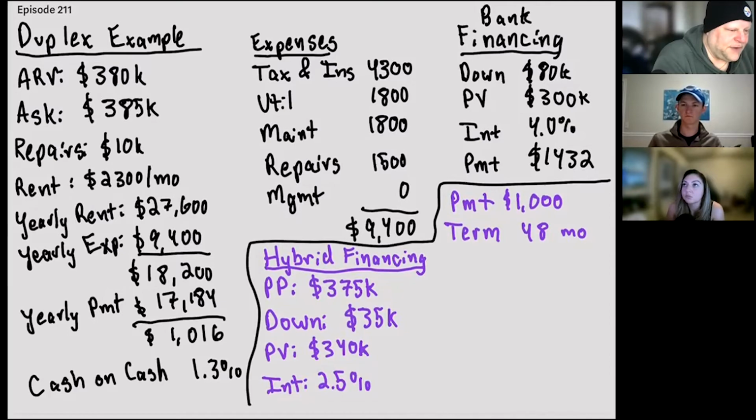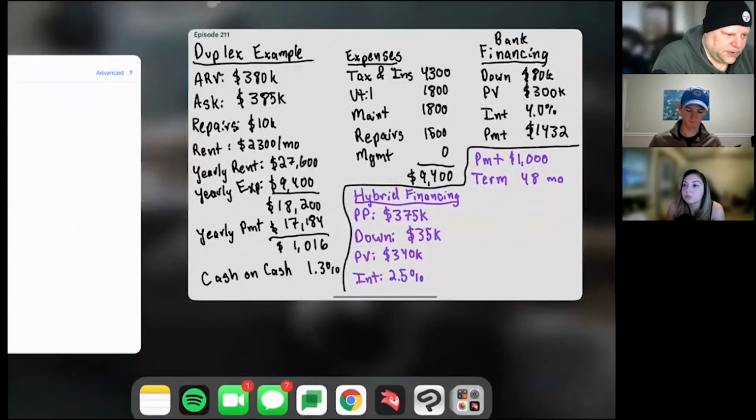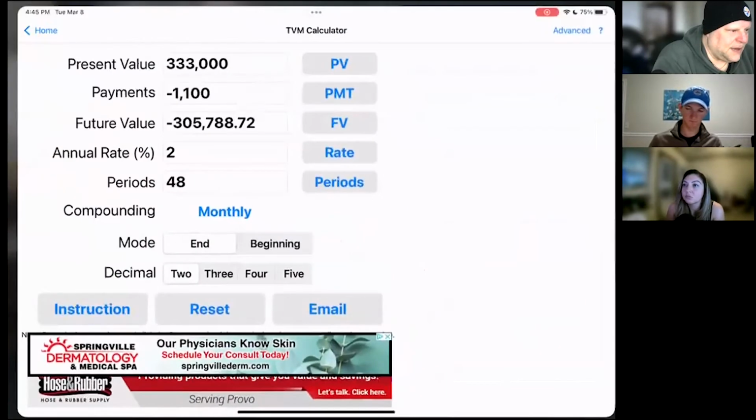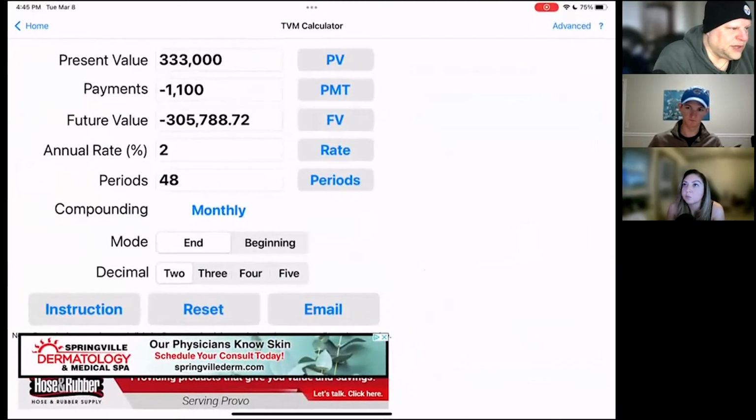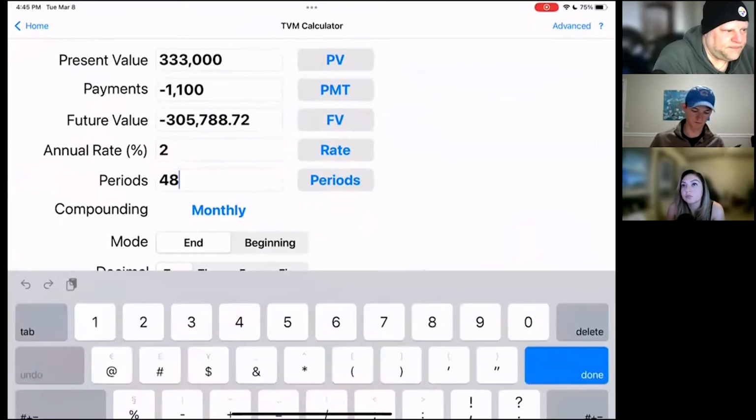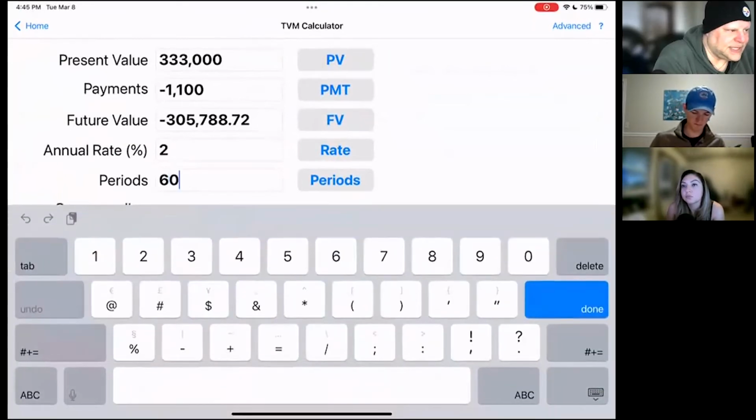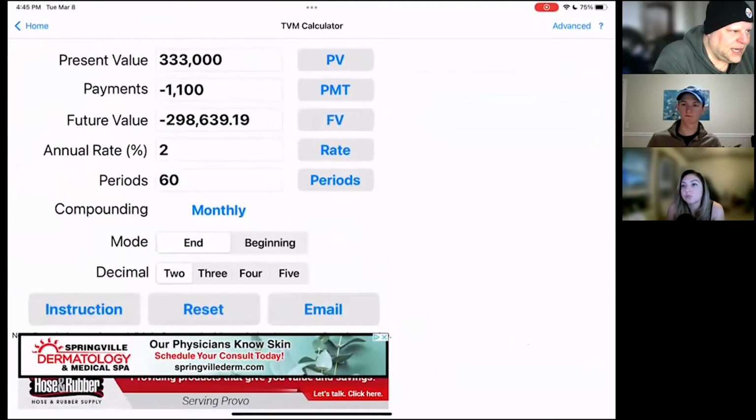So if you go back to your calculator real quick, so we're at 305, maybe 306. So let's add one more year to our term. Okay. So let's make it 60. And all right, so now we're at 298. So we're under that 300. And, given 5 years, it's probably going to appreciate some, that would probably be okay.